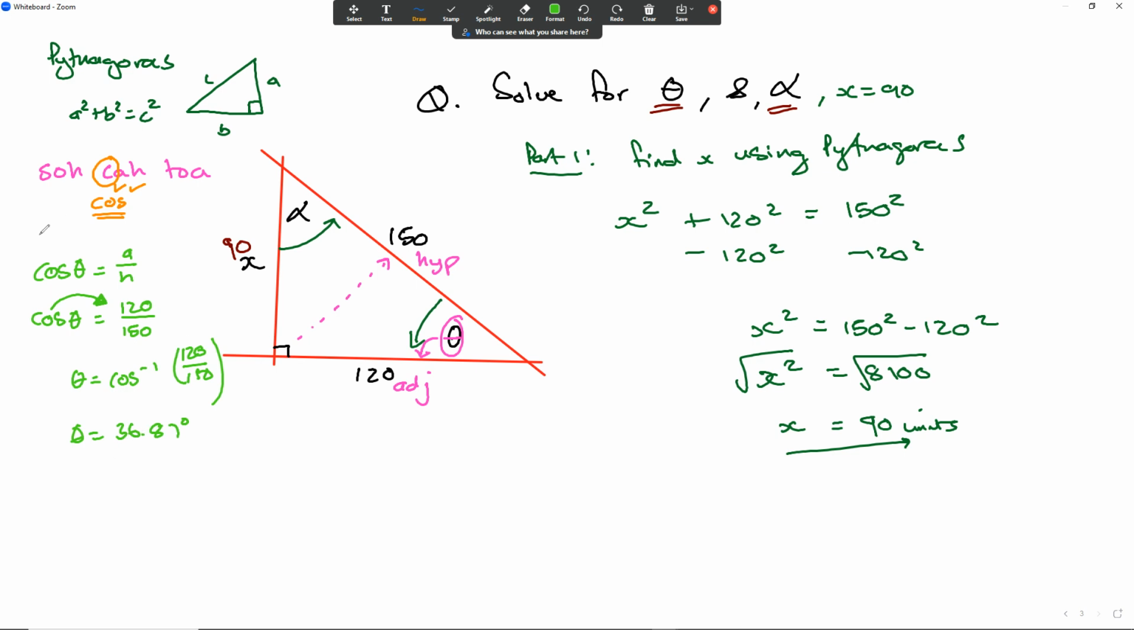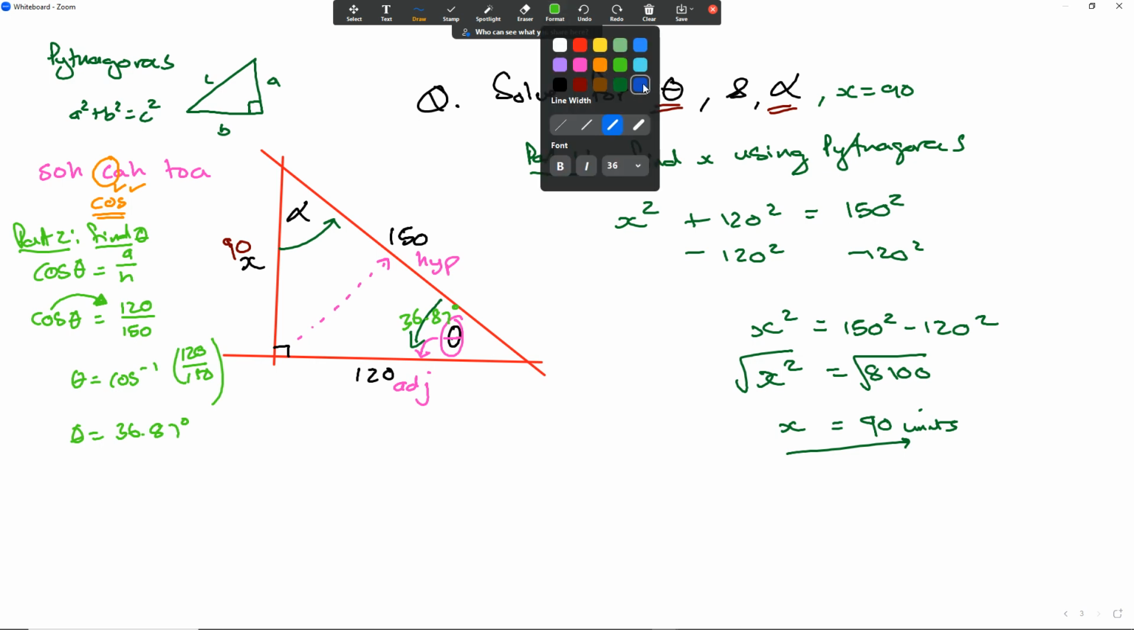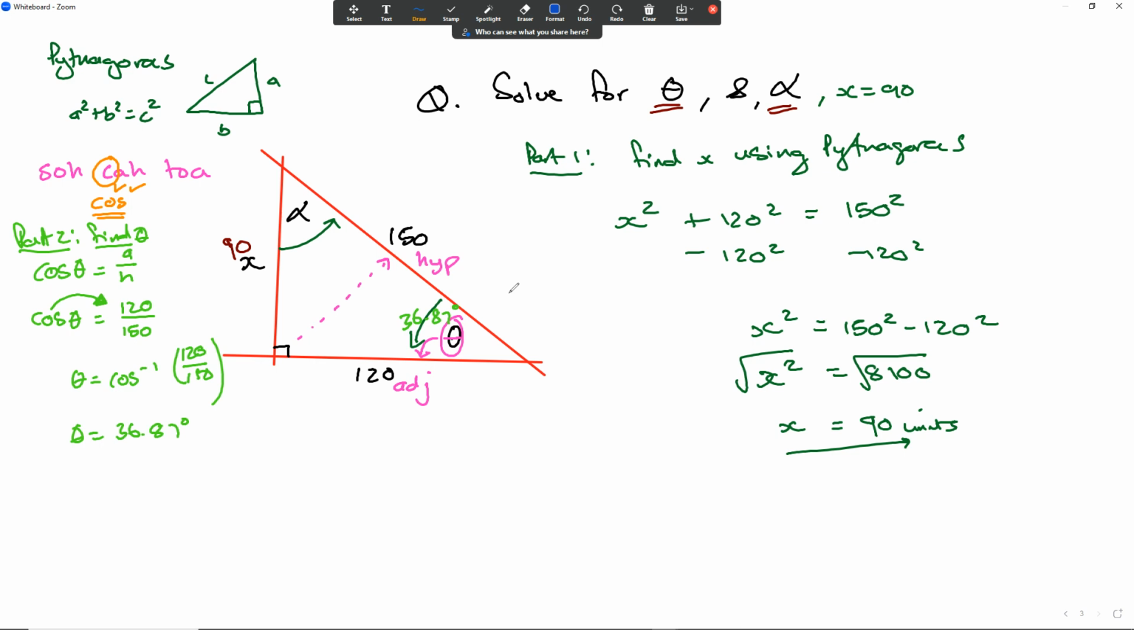All right, and this is part 2. Let's call this one part 2, finding theta. So we use cos to find theta, and now we know this angle is 36.87 degrees. In order to find alpha, we can do this in many different ways. We know all the different sides. What we can do, we can use this as the opposite and this as the hypotenuse. And in that case, we would then go ahead and use sine of this angle to find alpha.